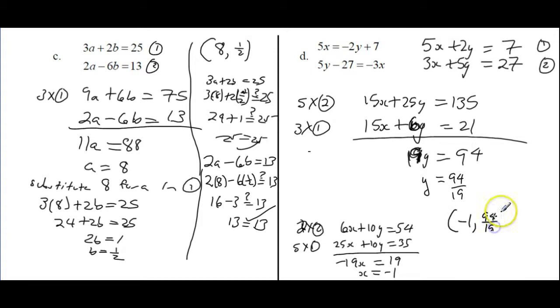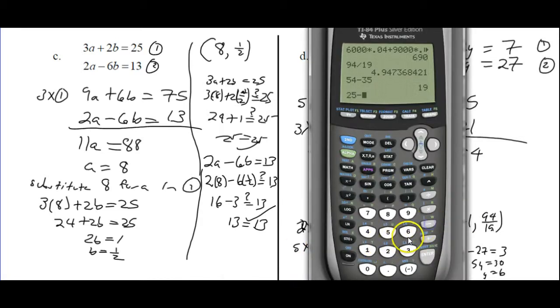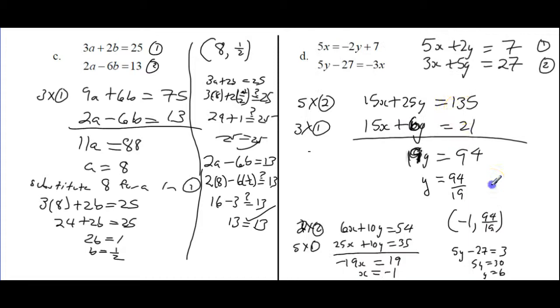And 94 over 19. Wow, is that true? Well, let's put a negative 1 in here and just see what happens. So, what would that be? 5y minus 27 is equal to 3. 5y is 30. Y is 6. What's 6 times 19? 114. Yeah, I could do math. That's 114, which is 6. Negative 1, 6.